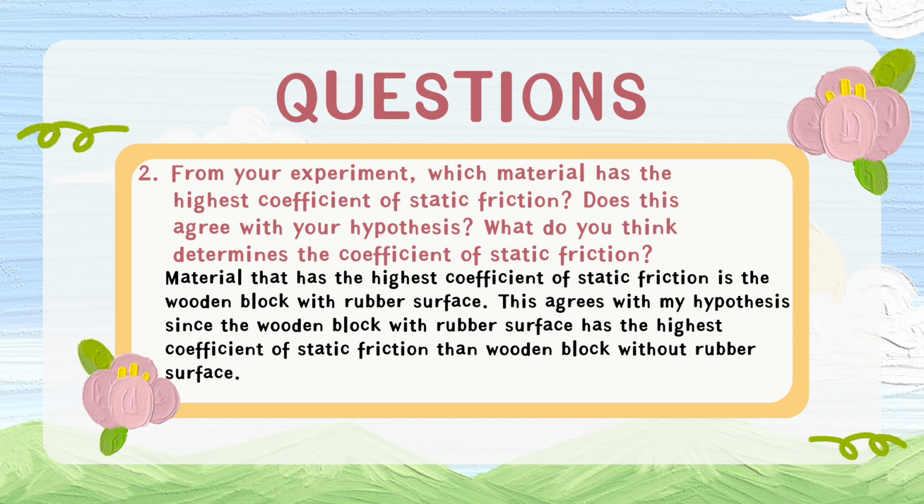Number 2. From your experiment, which material has the highest coefficient of static friction? Does this agree with your hypothesis? What do you think determines the coefficient of static friction? Material that has the highest coefficient of static friction is the wooden block with rubber surface. This agrees with my hypothesis since the wooden block with rubber surface has the higher coefficient of static friction than the wooden block without rubber surface.